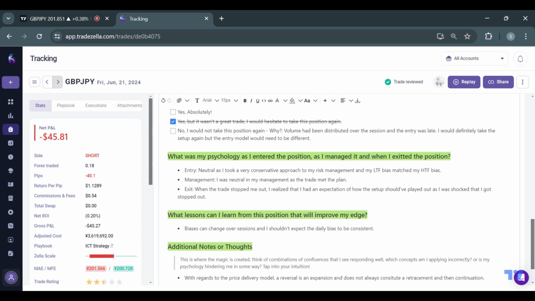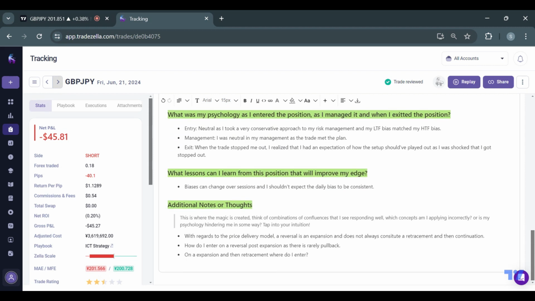When I set the trade, I need to keep in mind that it could be a winner or a loser. What lessons can I learn from this position that will improve my edge? It's that biases can change over sessions, and I shouldn't expect the daily bias to be consistent over the primary two sessions of the day, London and New York. That goes back to continuously monitoring how the market's evolving over the day, and not thinking that whatever I forecasted in the morning is going to play out in the evening.